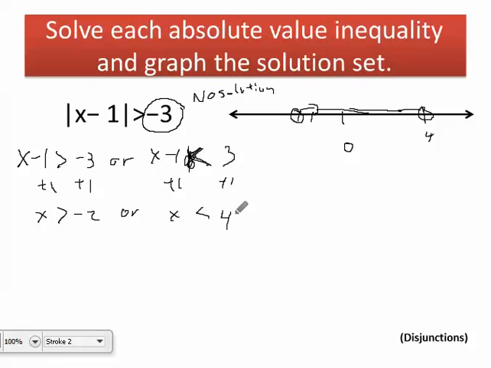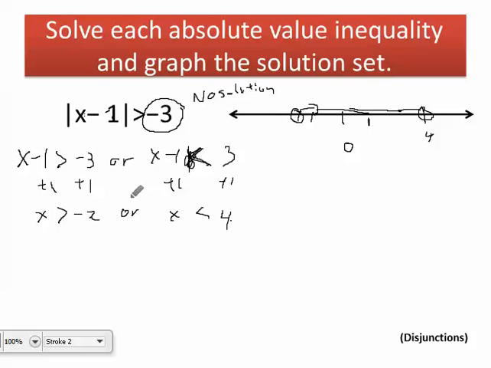Okay? What happens if I stick a 4 in here? 4 minus 1 gives me a 3. Is 3 greater than negative 3? Yeah, it is. Okay, that gives me a solution. What if I stuck a 1 in there? 1 minus 1 is 0. 0 greater than negative 3? Yeah, it is. I mean, that does work. Okay? What about negative 2? If I stick a negative 2 in here, negative 2 minus 1 gives me a negative 3. Absolute value is 3. Is that greater than negative 3? Yeah, that one is too, right?